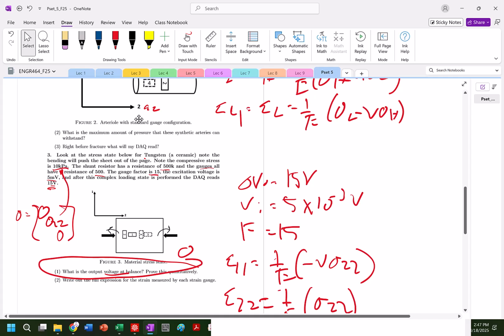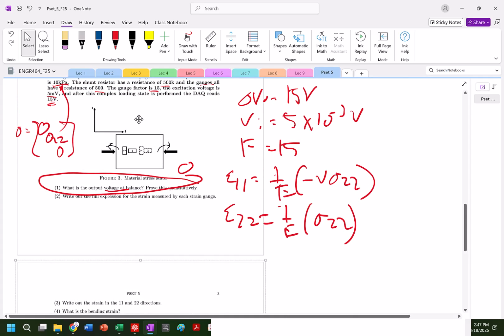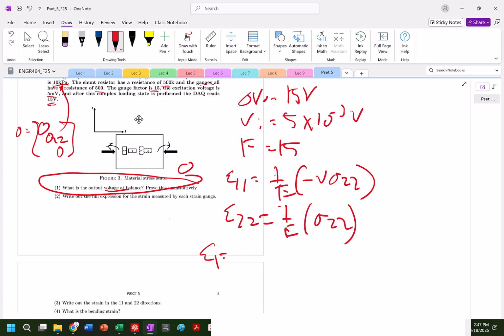Actually, yeah, we can solve for that bending strain. So let's go ahead and write out each direction. If I'm looking at my strain gauge, epsilon 1, all these other values are known. I'm going to be measuring the strain in the 1 direction, so E11, and when I'm popping out of the board, it's going to be plus E bend.